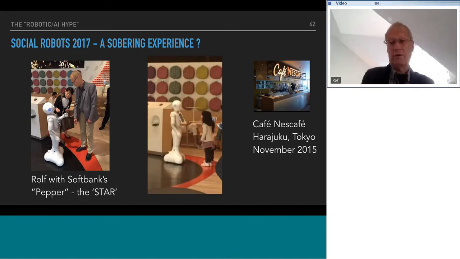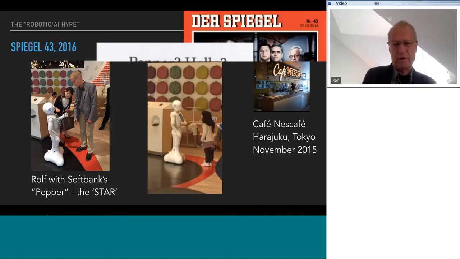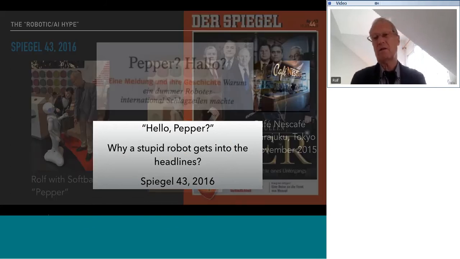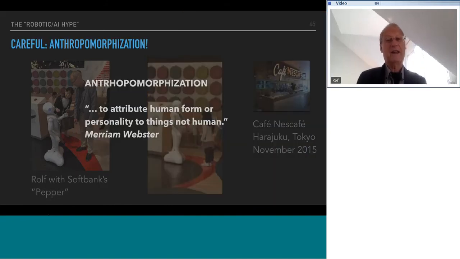So I think the novelty in the interaction with these kinds of robots, also with this toy look, wears off very, very quickly. Now here is a headline from a large German magazine from about a year ago. It says, "Hello Pepper, why do stupid robots get into the headlines?" Now I can tell you why, and that's anthropomorphization. What's anthropomorphization? It means to attribute human form or personality to things not human.